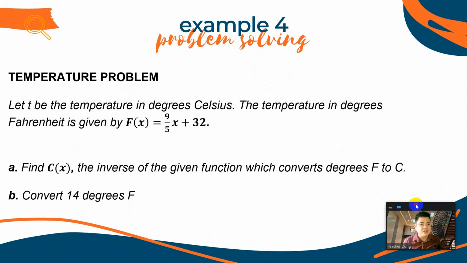So for this problem solving, it's a temperature problem. Let T be the temperature in degrees Celsius. The temperature in degrees Fahrenheit is given by f of x equals 9 over 5x plus 32. Now we need to find C of x, or the inverse of f of x. So C of x is the inverse of the given function, which converts degrees Fahrenheit to Celsius.